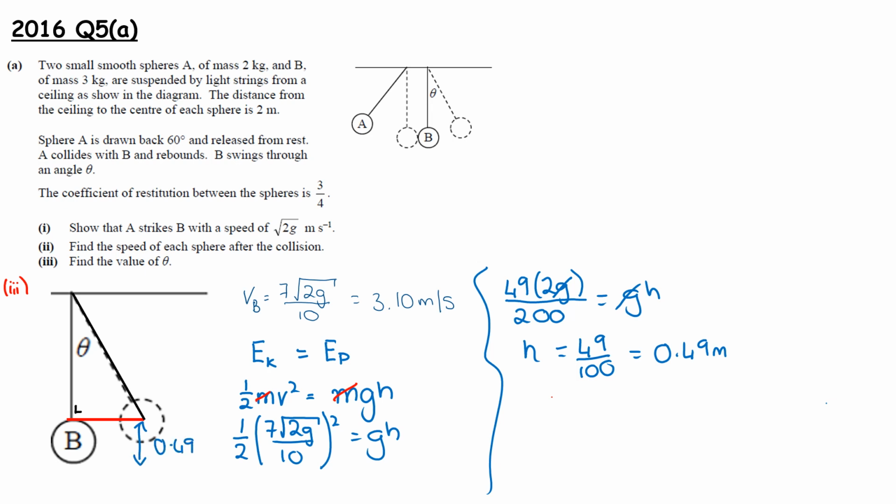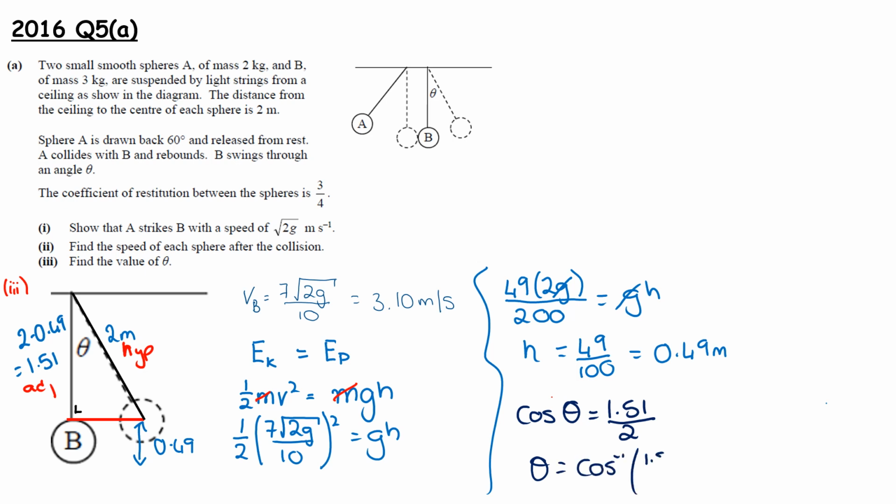Remember, the string was 2 meters, so this is still 2 meters. But this side here is now going to be 2 minus 0.49, so that's 1.51. And now we're going to be able to work with, we have hypotenuse and we have adjacent, so we can work with cos. So we have the cos of theta is 1.51 divided by 2, and we can work out theta as the cos inverse of that, 1.51 over 2.